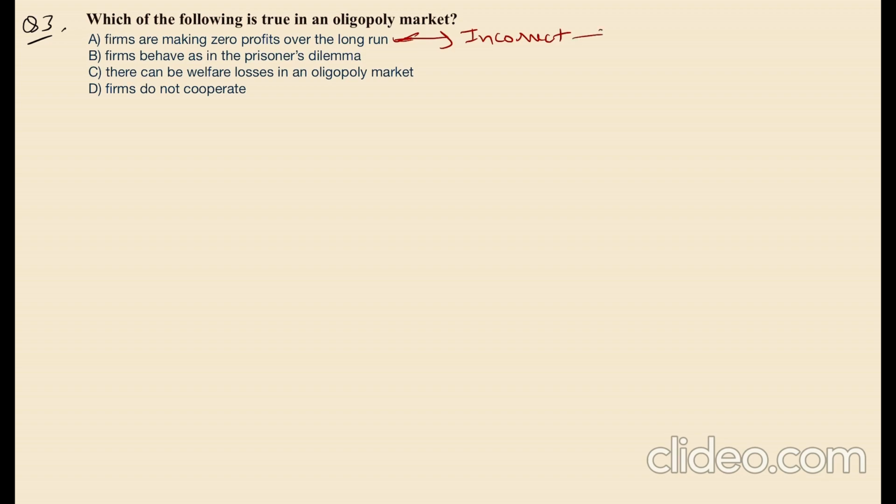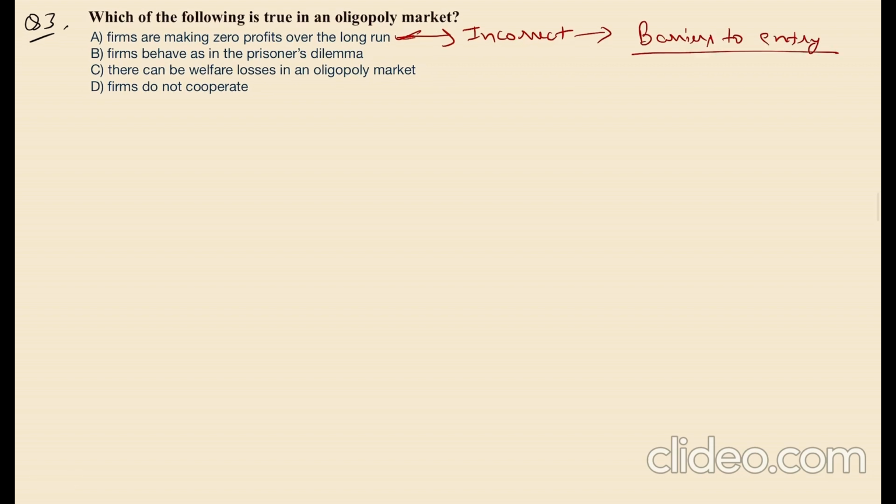And whenever there are barriers to entry in a market, then there will always be positive economic profits in the long run, right? Because if there are barriers to entry, whatever profit these firms are earning, the other firms cannot enter into this market. So these firms will continue to enjoy positive economic profits. So in oligopoly, we know that there are barriers to entry. So therefore, this statement is incorrect.